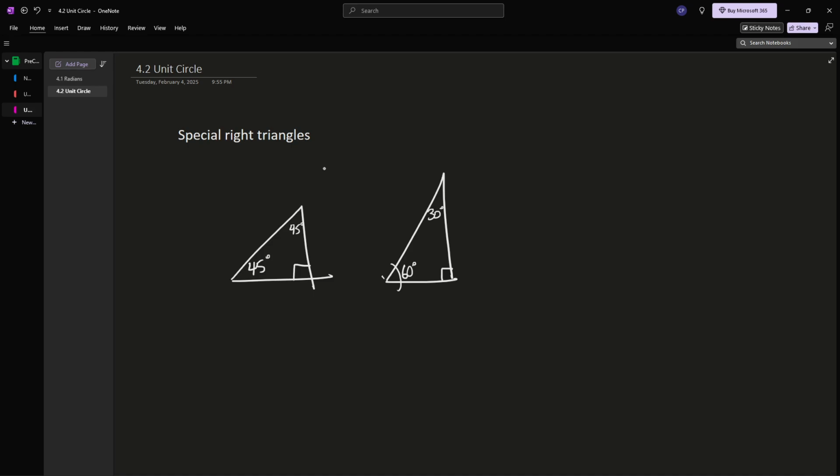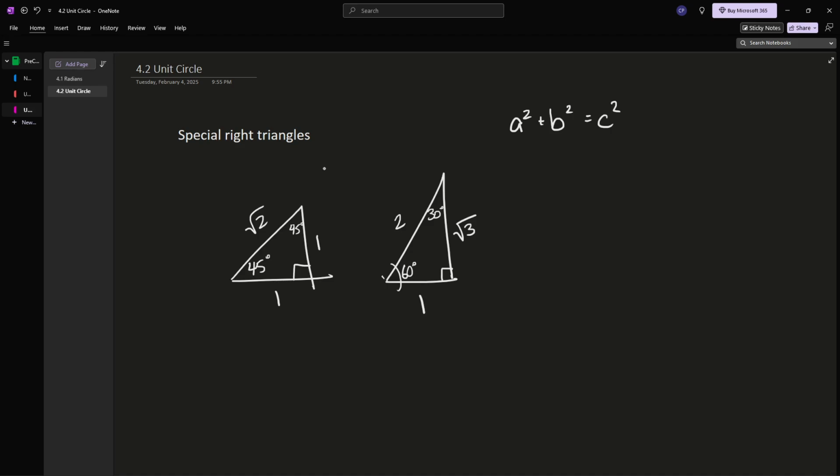So 45, 45, 90 triangles. These have a special property where the sides have this ratio. When triangles have the same three angles, all the sides are in the same ratio. So I'm going to use the simplest version of each ratio. For 45, 45, 90, we have 1, 1, root 2. And this is true because of the Pythagorean theorem. We could use that to check: a squared plus b squared equals c squared. And for 30, 60, 90, we have 1, root 3, and 2.